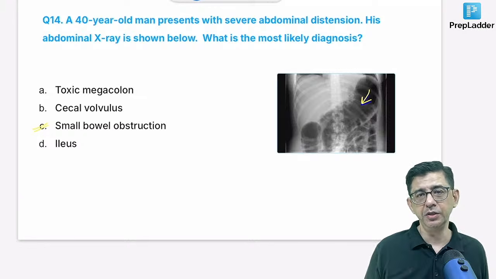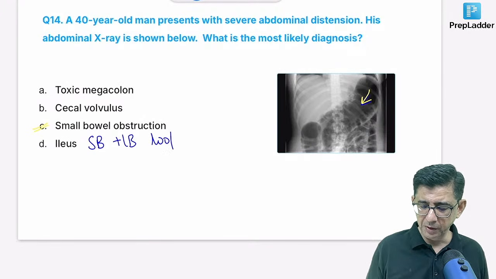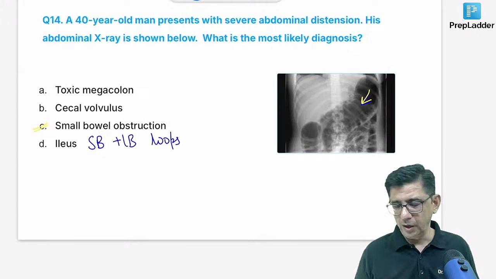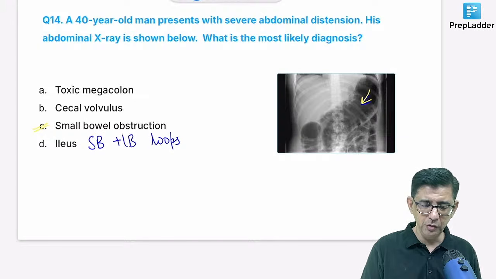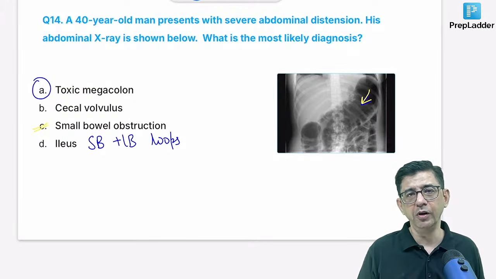Ileus will have dilation of both the small and the large bowel. Suppose both small bowel and large bowel loops are visible, then I will say it is ileus. But here it is only large bowel, so I'm left with cecal volvulus and toxic megacolon. And the way the transverse colon is grossly dilated, this looks to be toxic megacolon. And usually that occurs with ulcerative colitis.